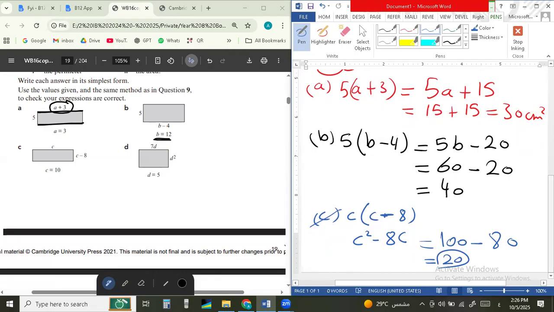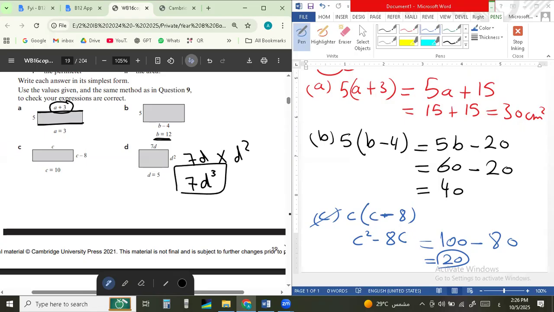The last question is D. I'm going to write it over here. The expression is length times width. So it is 7D times D squared. I'm not going to leave it this way. We agreed no times in expressions. So it is going to become 7D cubed, adding the powers. That's the expression. When D is 5, means 7 times 125, which is the same as 875. Hopefully, I didn't make a mistake. Yes, 875.